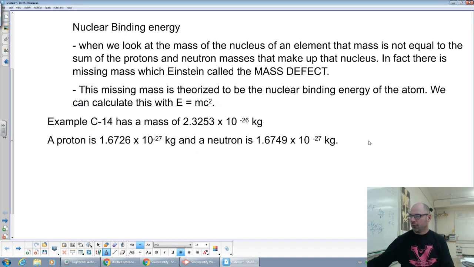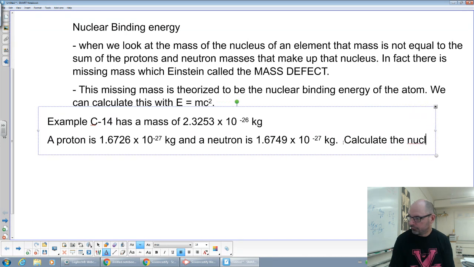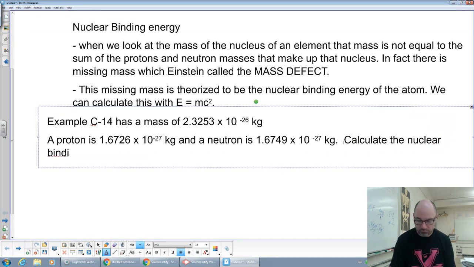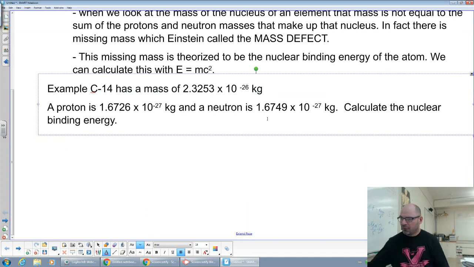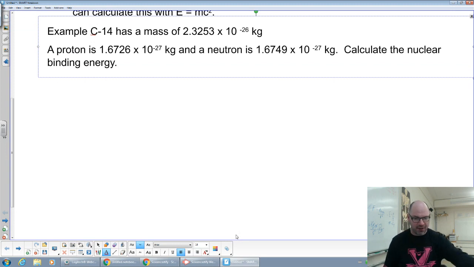Okay, calculate the mass defect. Calculate the nuclear binding energy, sorry. Okay, so the first step in this is we have to figure out what the carbon atom is made of. Step one is get the constituents of the carbon atom.